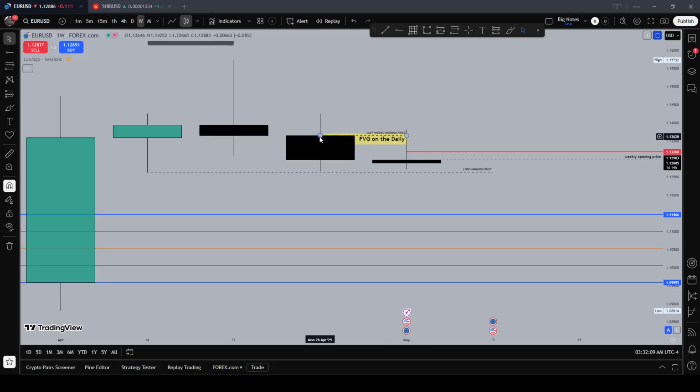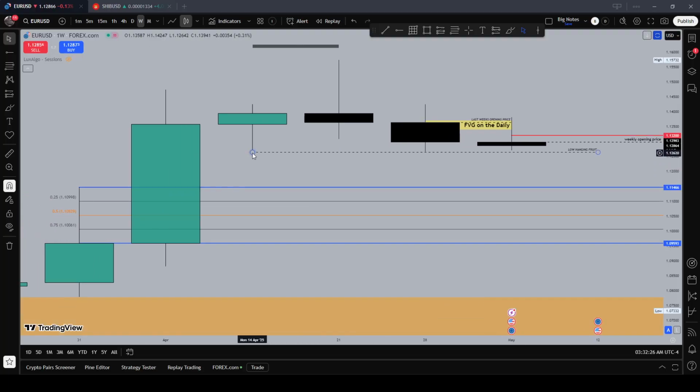We have the open. Last week's opening price, the open, right there. We also have the low of that week here, and a low hanging fruit objective for the weekly chart right here, which is the high of the fair value gap that can be seen from this candle to this one.